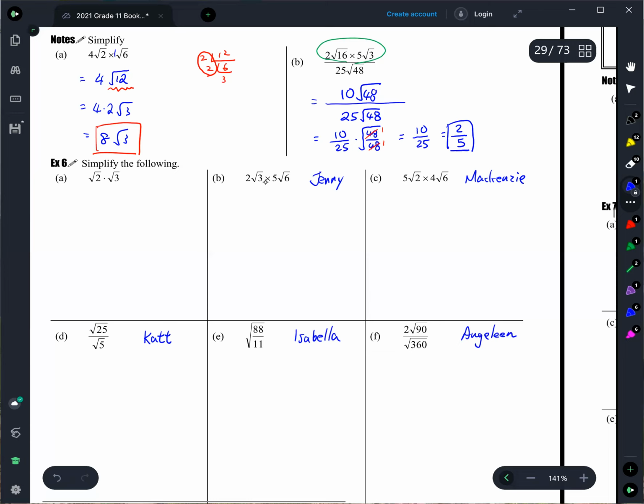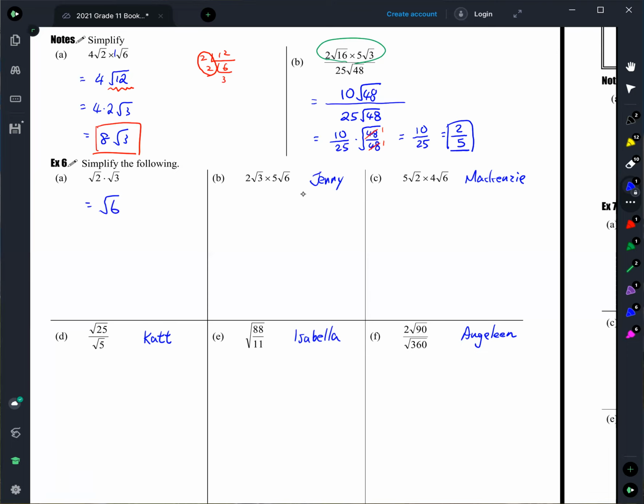Okay, you may begin writing on the screen. I'll do the first one, okay? 2 times 3, all right, there you go. So root 6 cannot be simplified any more.